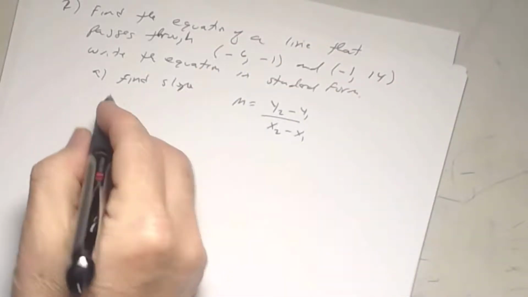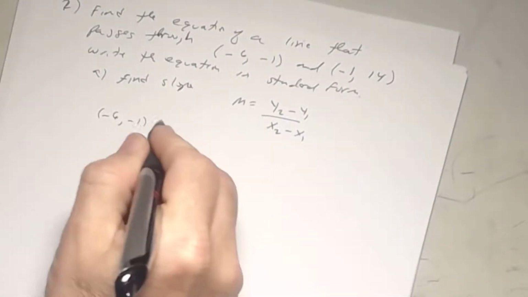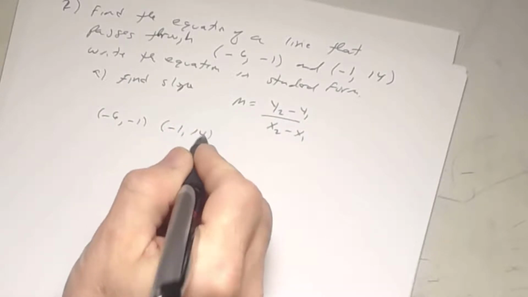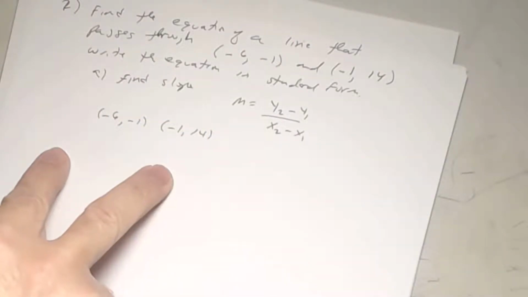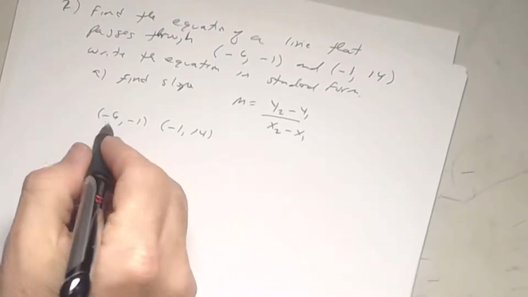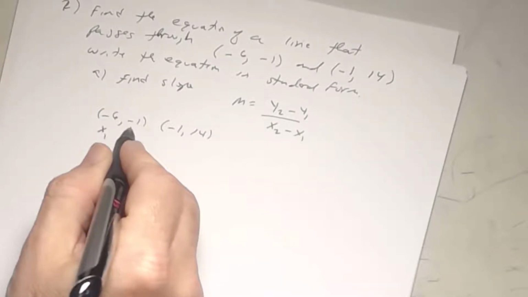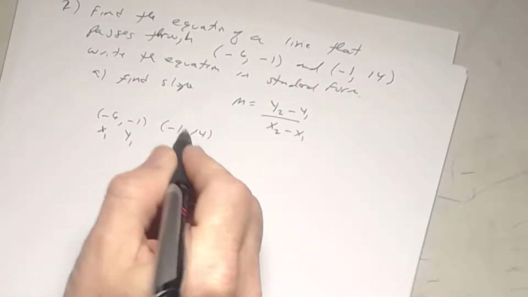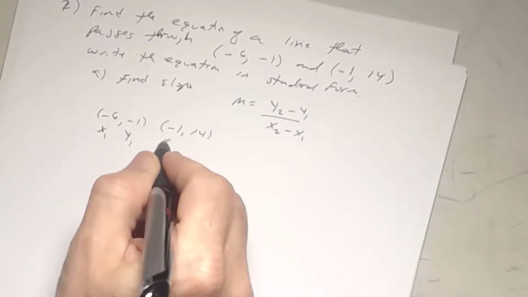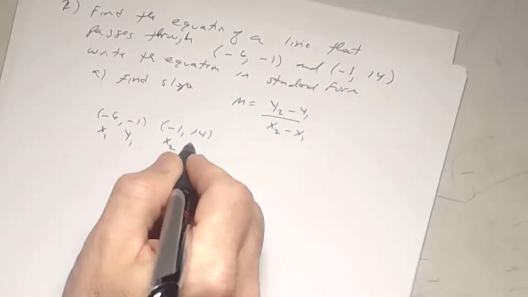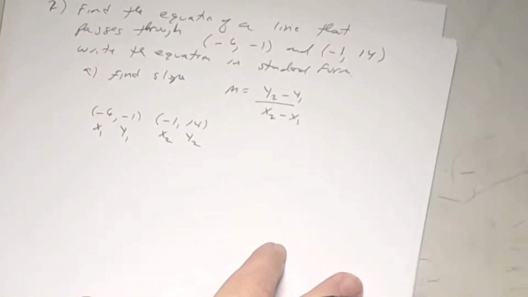Very good. And so I'm going to rewrite those 2 points here. The reason I'm going to rewrite them is because right underneath them, I'm going to label those scripts. So negative 6 would be called what? X1. Negative 1 will be Y1. Negative 1 here will be X2. And 14 is Y2. Okay?